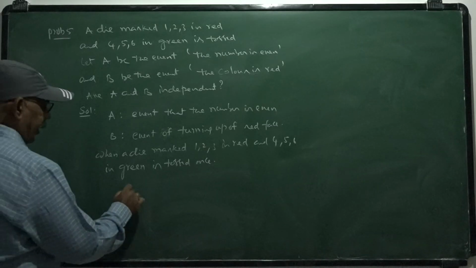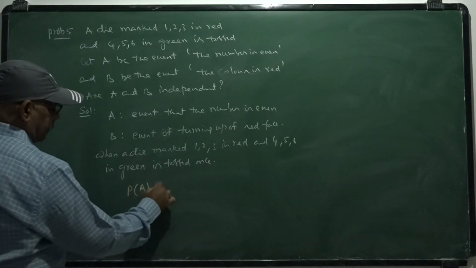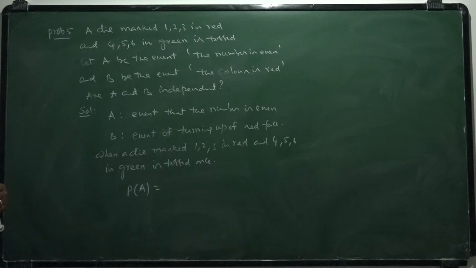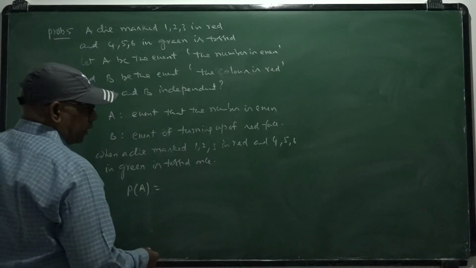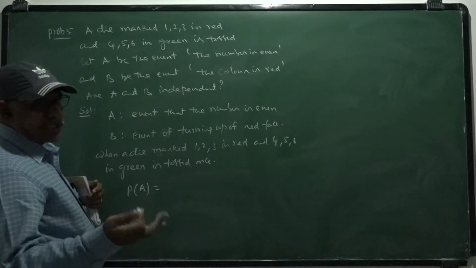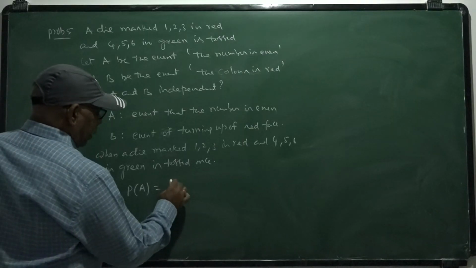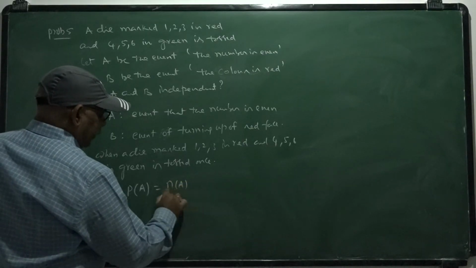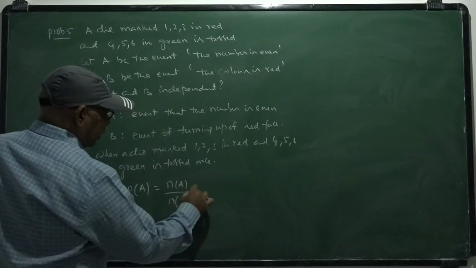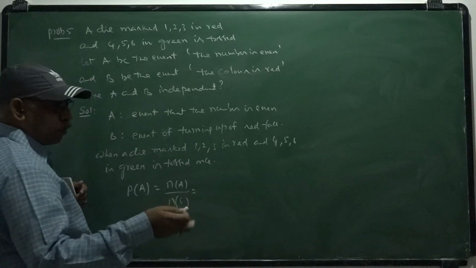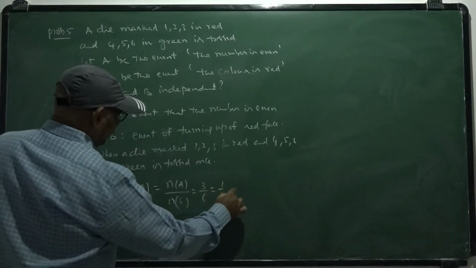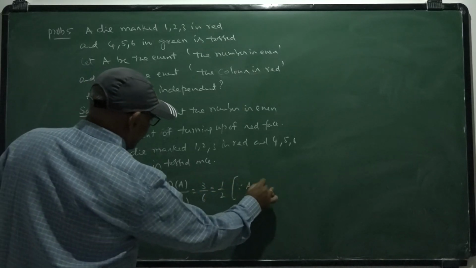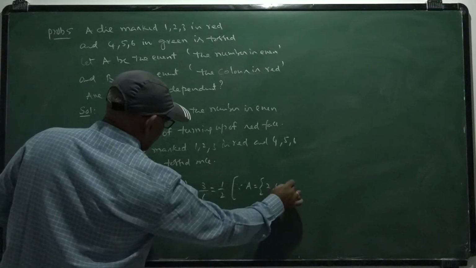Now, straight away I am taking the probabilities. Probability of getting an even number on the rolled die: getting an even number means either 2 or 4 or 6, so 3 possibilities. The total number of possible outcomes is 6, either 1, 2, 3, 4, 5, 6. So this is 3 by 6, since A contains 2, 4, 6.